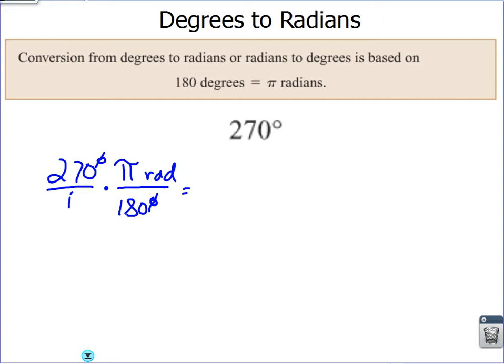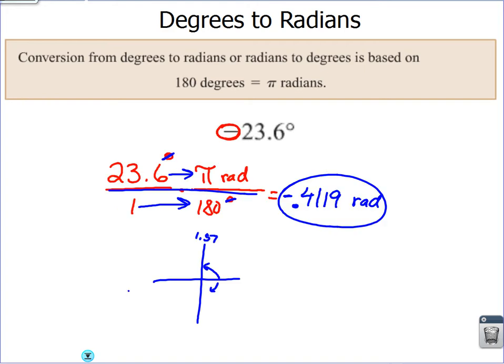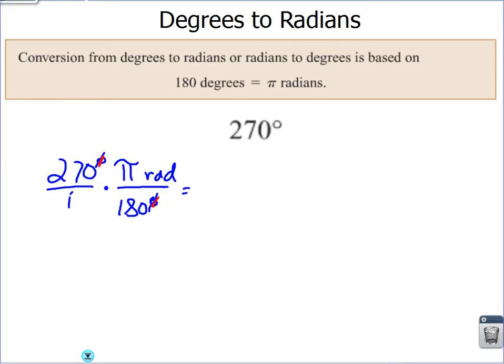Since degrees cancel, I'm left with 270 times pi divided by 180. Don't actually multiply this out. If you can leave that pi as pi and leave it in an exact form, because these other ones, that answer was irrational. That wasn't an exact answer. When you're dealing with pi, if you can leave it as pi, it's great.